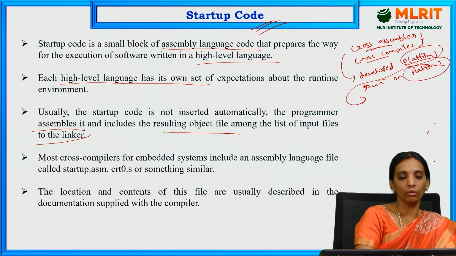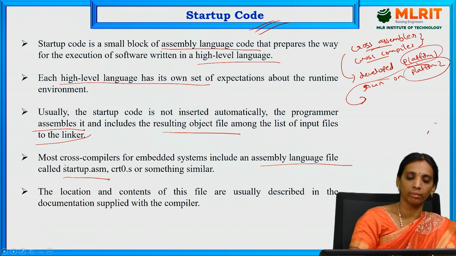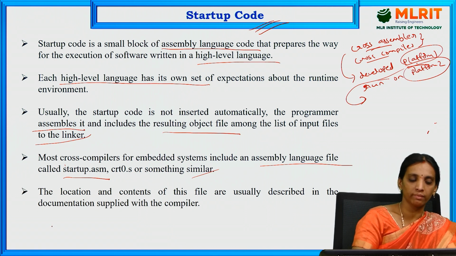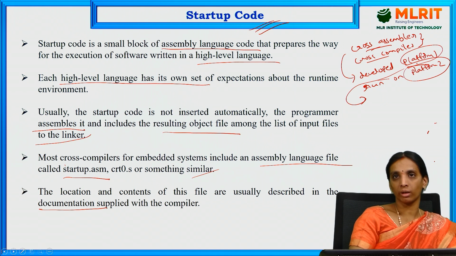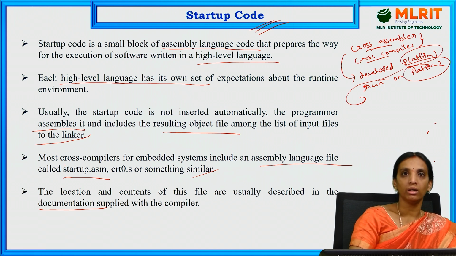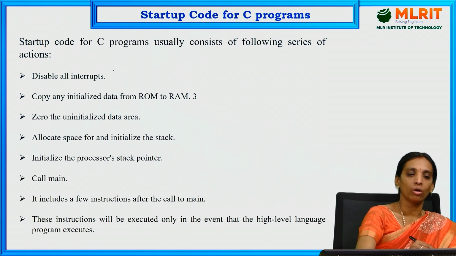Therefore most cross compilers for embedded systems include assembly language files like startup.asm for compilation. The location and contents of this file are usually described in the documentation. In the documentation itself, the compiler describes the startup file location. Here the startup code for C programs consists of all the interrupt related programs.